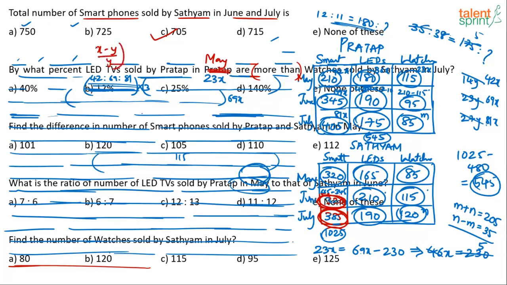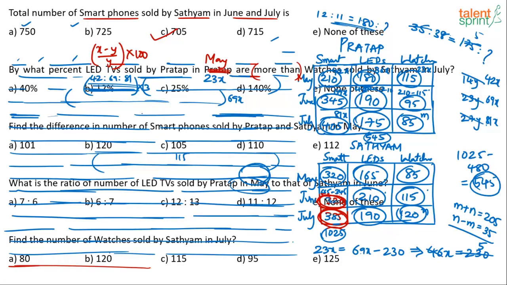X minus Y upon Y into 100. So by what percent is LED by Pratap in May? You will know LED by Pratap in May, 180, is more than watches by Satyam in July. Watches by Satyam in July is 120. So 180 is what percentage more than 120? 50% more than 120. So the answer should be the 5th option, none of these.